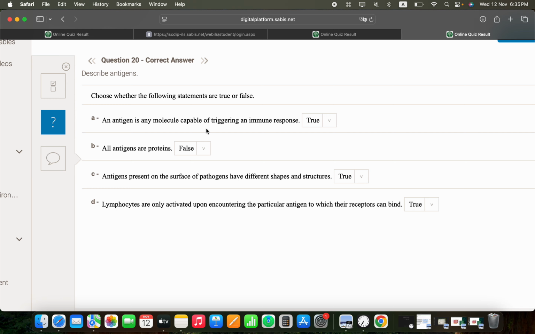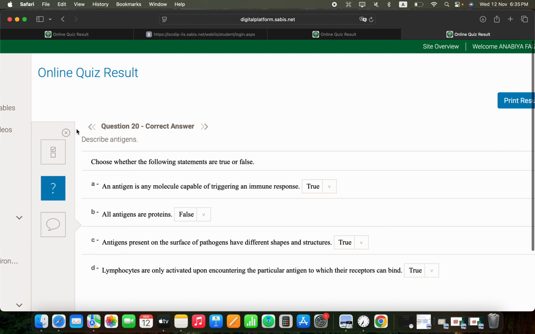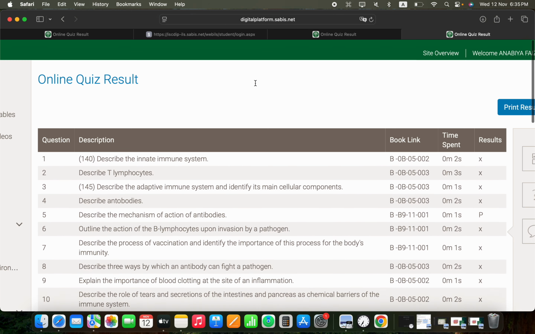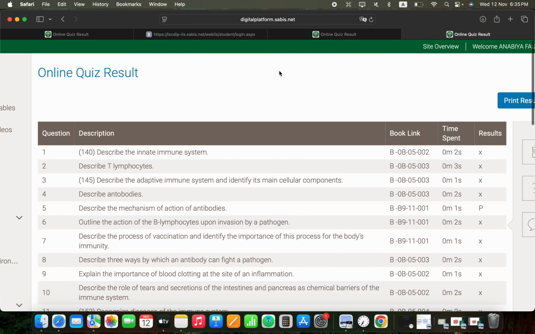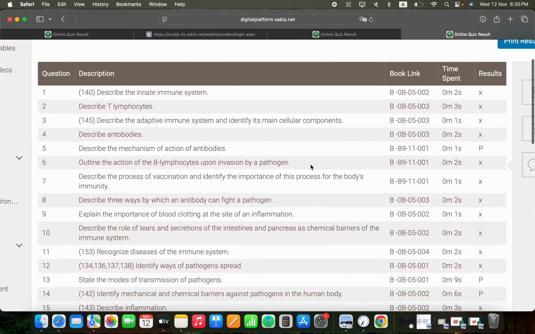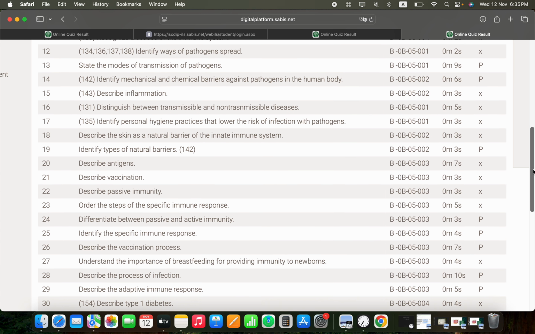An antigen is any molecule capable of triggering an immune response. Yes, it is. All antigens are proteins. No, that's false. Antigens present on the surface of pathogens have different shapes and structures. Of course, yes, that's true. Lymphocytes are only activated upon encountering the particular antigen to which their receptors can bind. Yes, that's also true. So they're just repeating all the questions, and if you go through it, it's the same kind of concept everywhere.